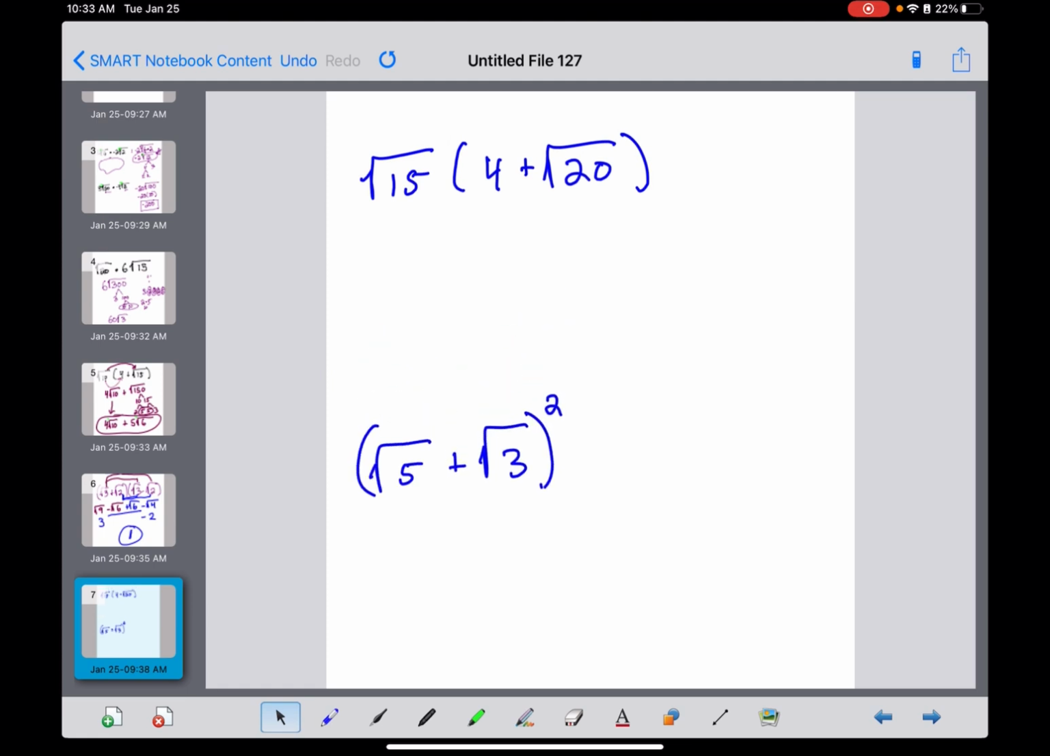So the last little bit here is I want you just to practice on your own here for a couple seconds. So there's 2 questions up there. Radical 15 times 4 plus radical 20. And then radical 5 plus radical 3 squared. Understand, please remember what it means to be squared. We'll go over this in about 2 minutes-ish, somewhere right in there.